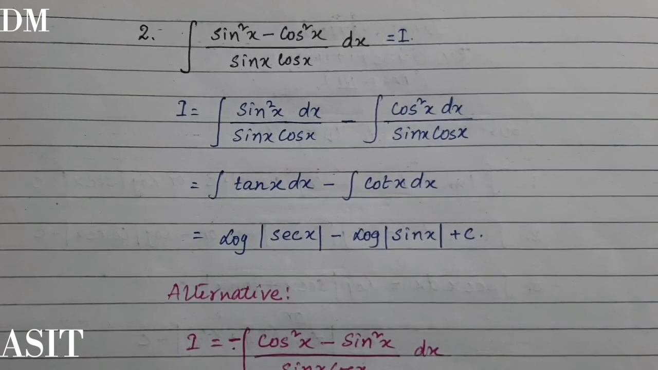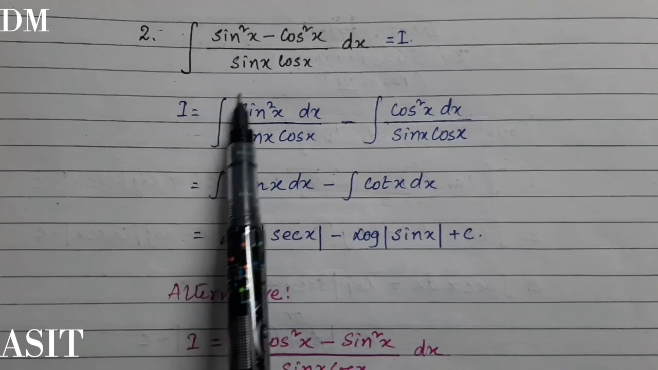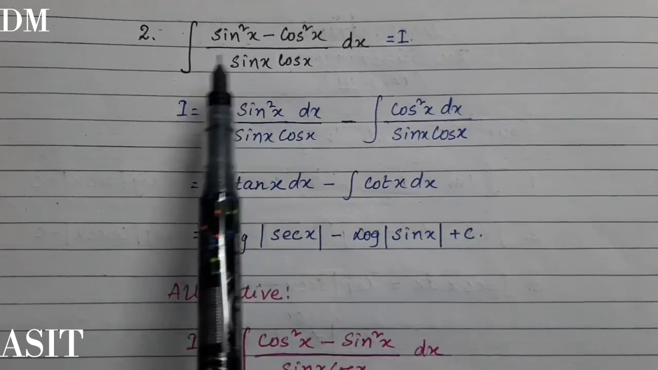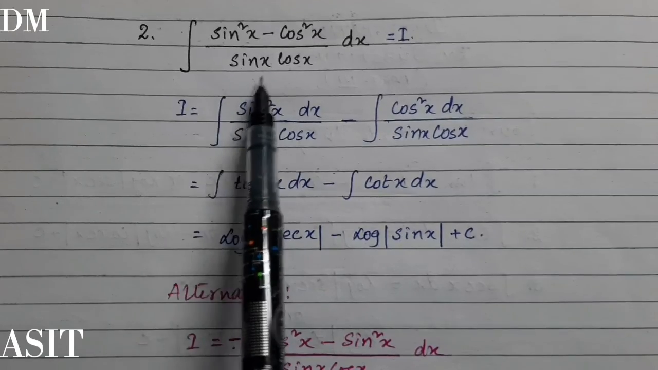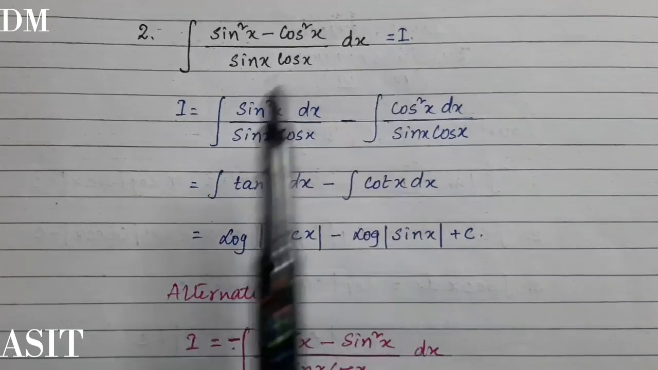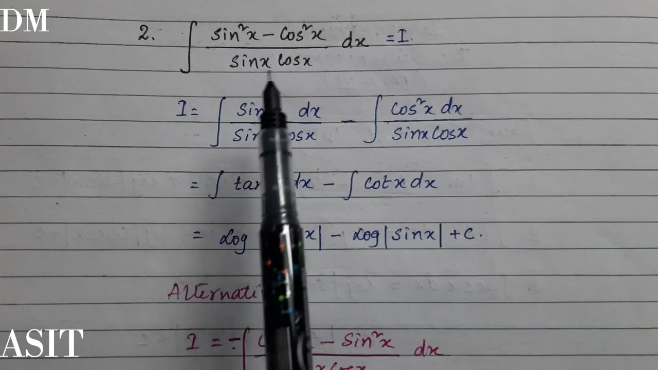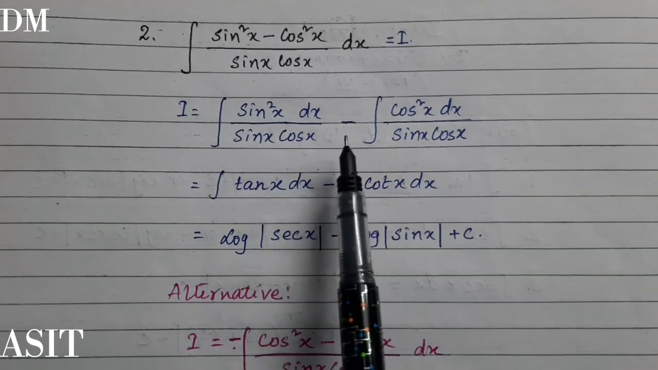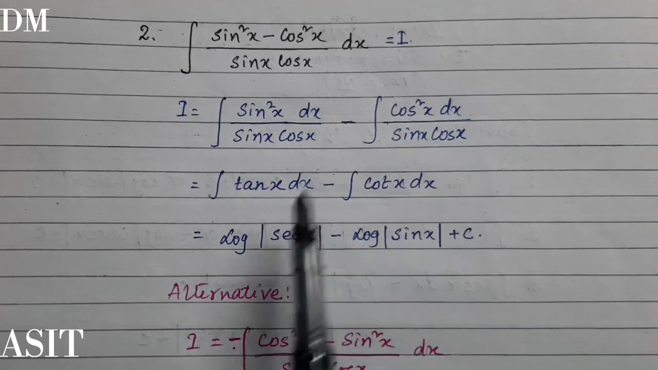Now the next question is: what is the integration of (sine square x minus cos square x) by sine x cos x dx? Suppose this is I. We can write the integration I as sine square x by sine x cos x, distributing the denominator, minus cos square x by sine x cos x.